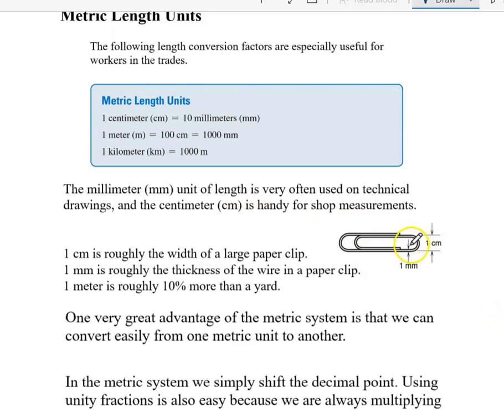So here are some pictures of what a millimeter would be compared to a centimeter. A centimeter is roughly the width of a large paper clip. 1 millimeter is roughly the thickness of the wire in the paper clip. 1 meter is roughly 10% more than 1 yard.